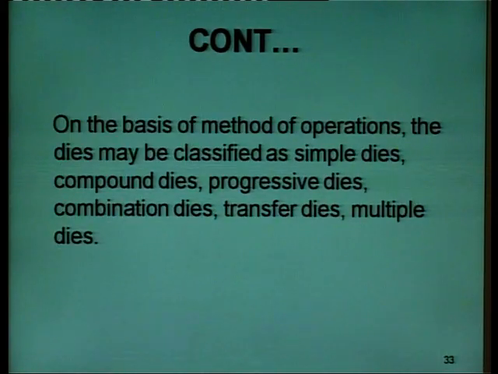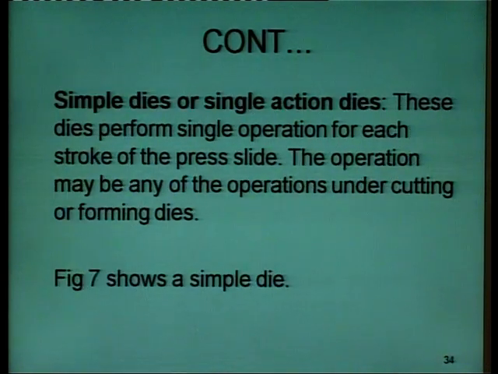Now, on the basis of method of operation, the dies may be classified as simple dies, compound dies, progressive dies, combination dies, transfer dies and multiple dies. We will discuss these dies one by one. First one is a simple die. A simple die or a single action die means that on one stroke or one movement of the ram, only one operation is done, that is either punching or bending or blanking.